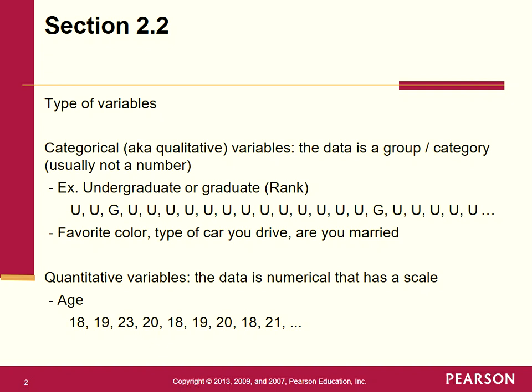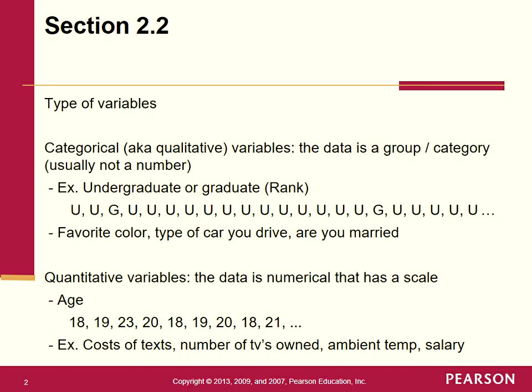So Social Security number, even though it's a number, is not really quantitative. It's actually categorical. If the number doesn't have a scale to it, these different numbers are probably categorical. So keep that in mind. All right.